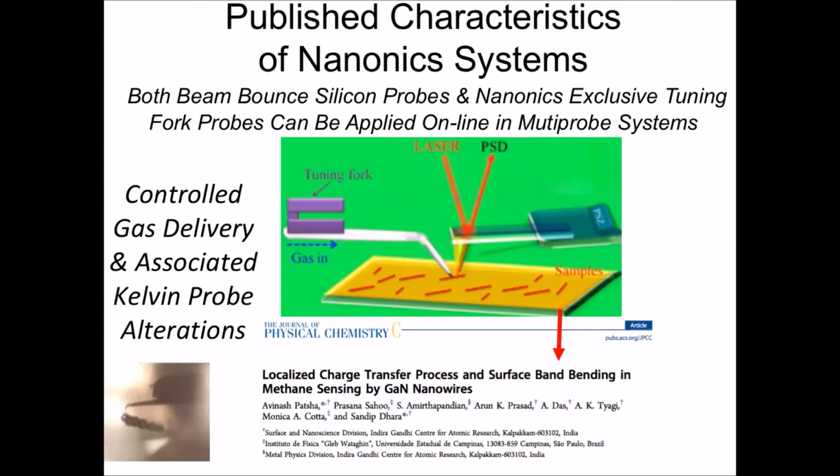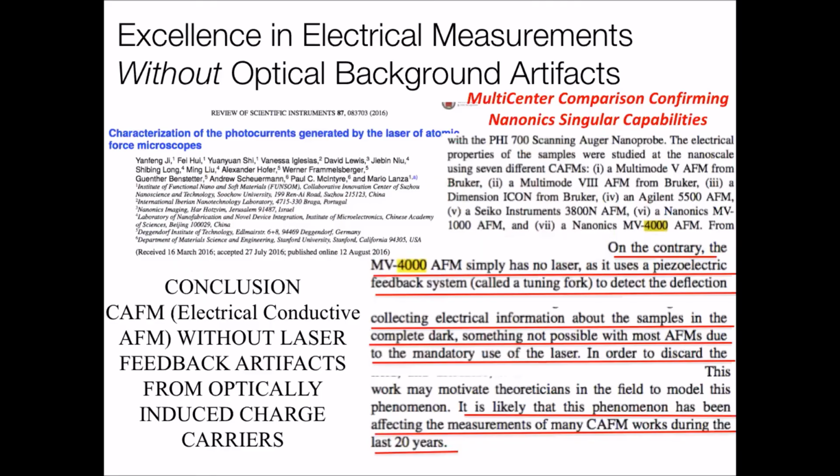But before we talk about that, the systems can be applied together. Here's a paper published by a group. They used oxygen gas with our nanopipettes to oxygenate gallium nitride while measuring with a second probe the exact point, the Kelvin probe, that means the chemical potential change in the gallium nitride by the oxygenation of it.